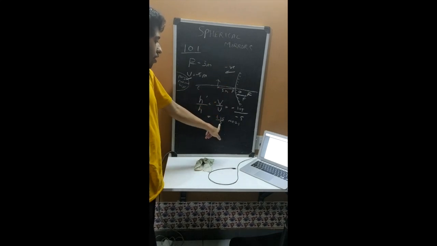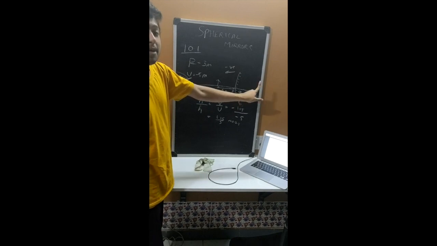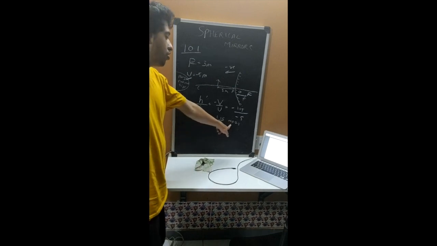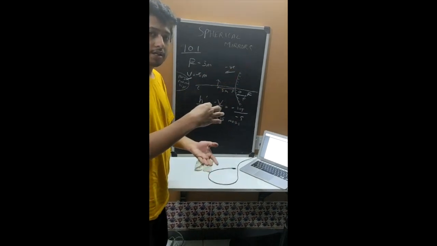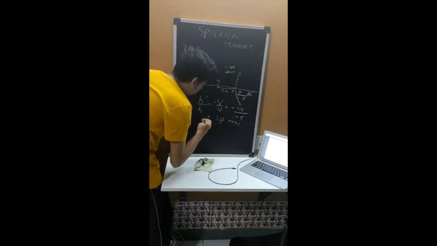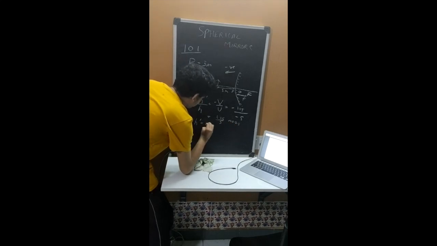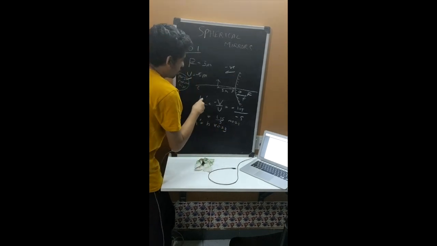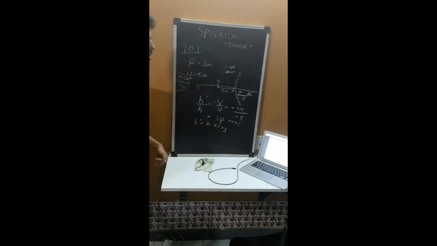So if it was minus, then it would mean the image would be inverted. But it has come plus, it means the image is not inverted. But is the image bigger in size or smaller in size? See, height of the image h dash is equal to height of the object into 0.23. That's what we have gotten here, no? H dash by h is equal to 0.23.